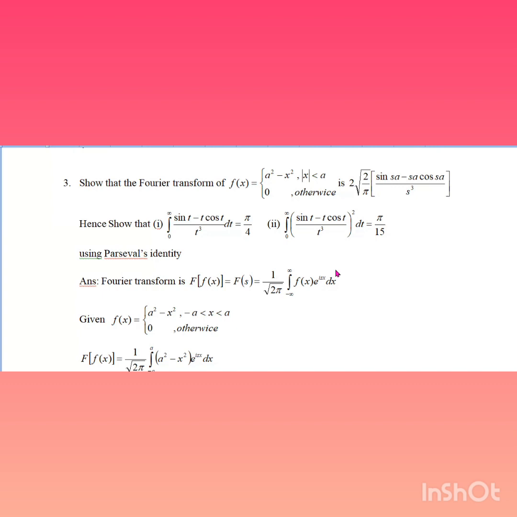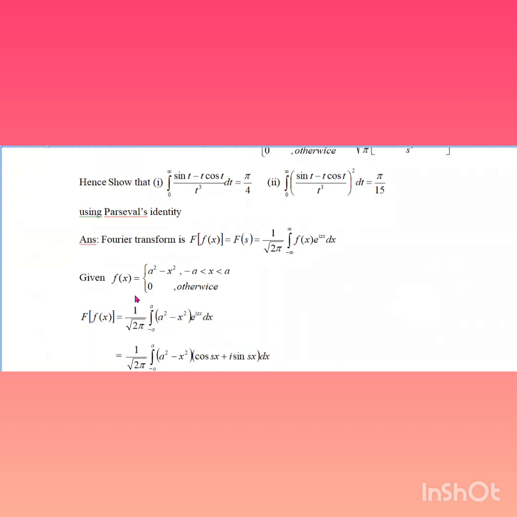In the previous video, I explained you the Fourier transform formula and the inverse Fourier transform formula, Parseval's identity formulas. So now answer: Fourier transform is capital F of small f of x is equal to capital F of s is equal to 1 divided by root 2 pi, integral over the limit minus infinity to plus infinity, f of x e power isx dx.